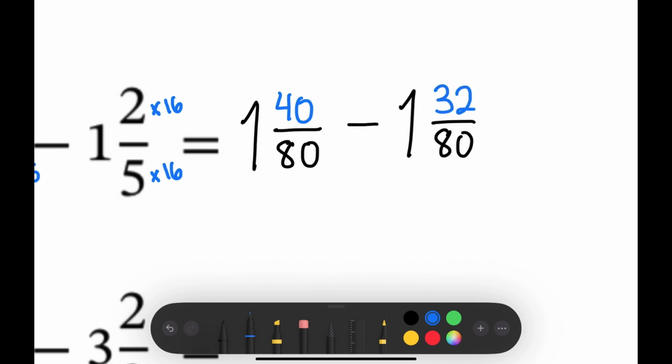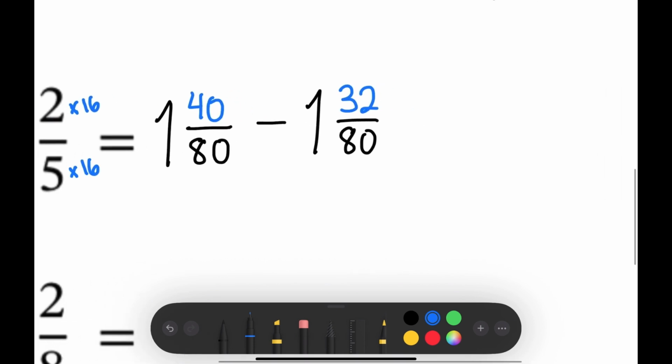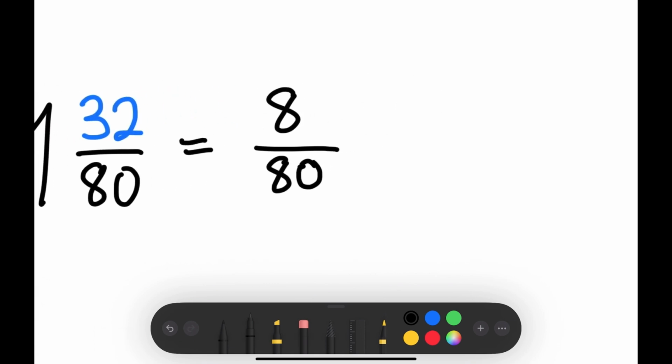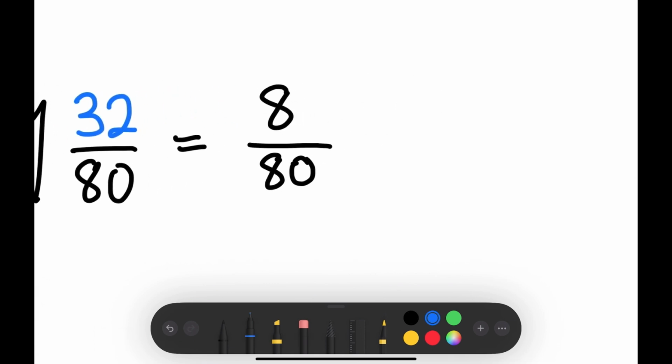So now let's subtract. 1 minus 1 equals 0, so I don't even have to write that. Our denominator is 80, that stays the same, and 40 minus 32 is 8. Can I reduce this even more? Absolutely. I can go divided by 8, and my answer would be 1 over 10.